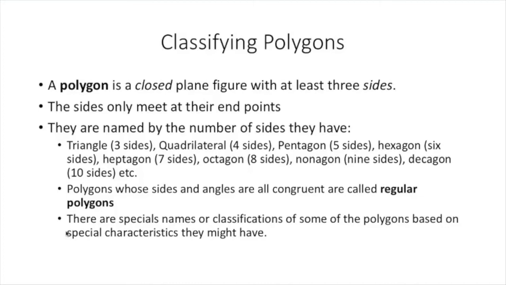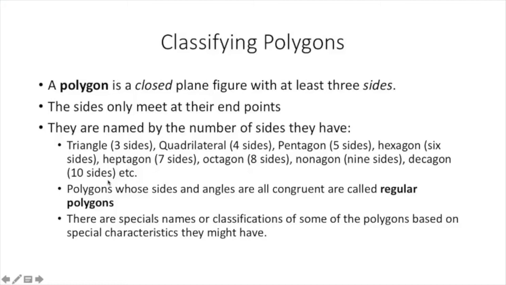If you look at the prefix on these, like the tri, 3 sides, quad, like your 4-wheelers have 4 sides, penta, like the Pentagon building has 5 sides, hexagon, like a hex bolt has 6 sides on it, and so on.